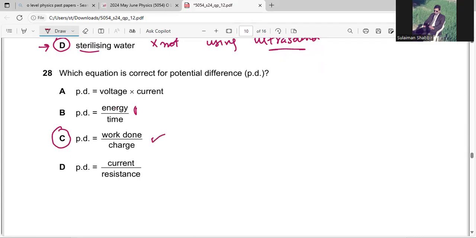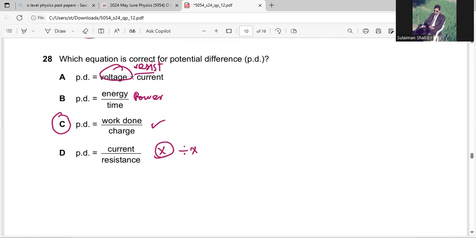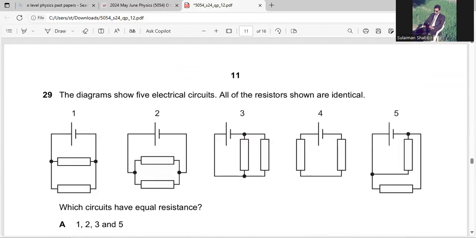Energy over time, we know this is power. Potential difference is equal to voltage multiplied by current? No, it should not be voltage, it should be resistance. V is equal to IR according to Ohm's law. Current over resistance? V is equal to IR, they should be multiplied, not divided. Division should not be done for them. So work done over charge is the right answer for it.